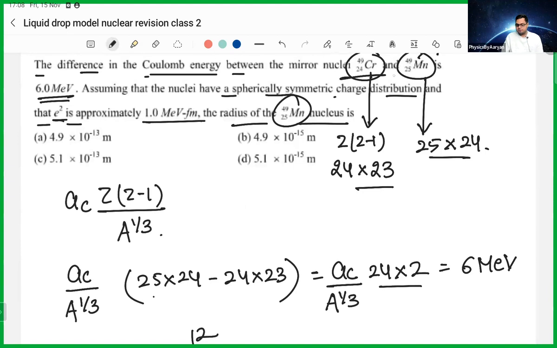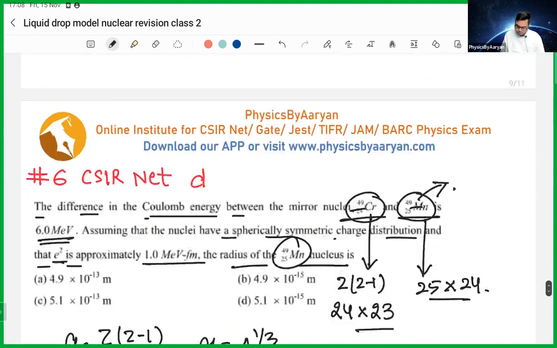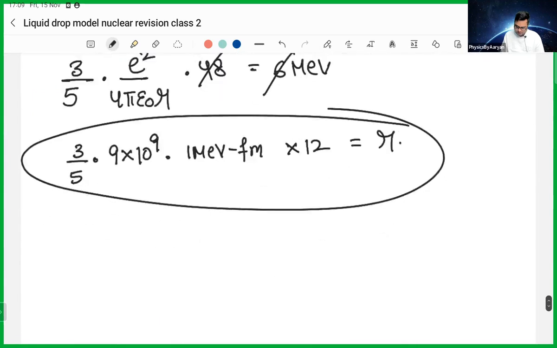The value of radius will be same for both because radius depends upon A to the power 1/3 and A is same for both. ठीक है. So solving this will give you the value of radius. Okay? The answer to this question is D. You can verify that.